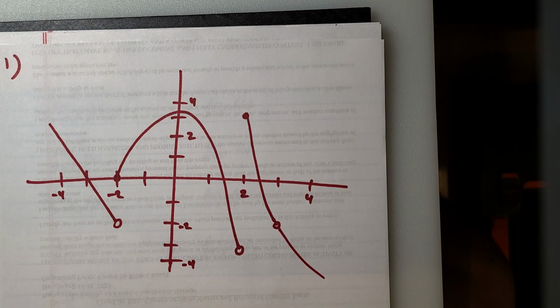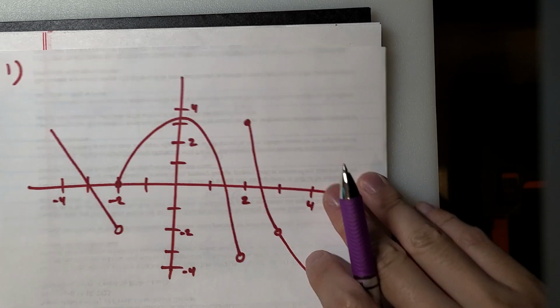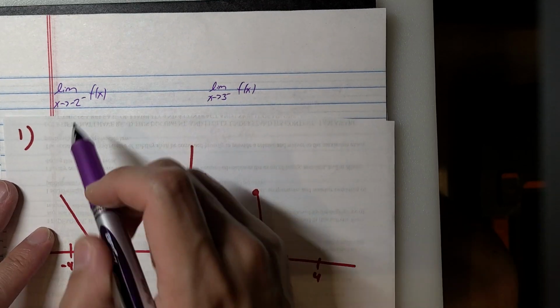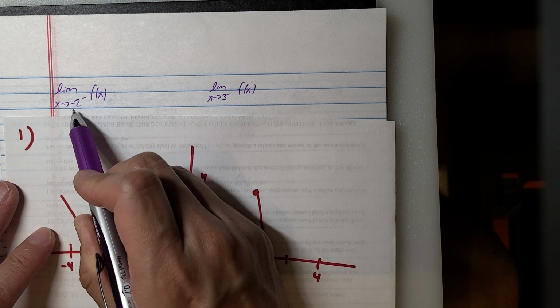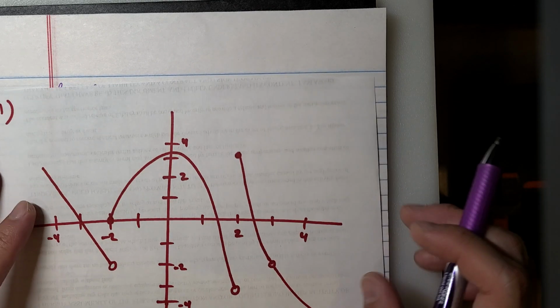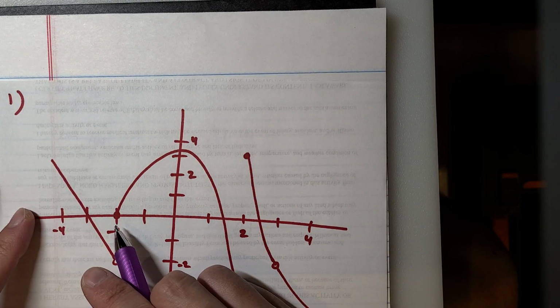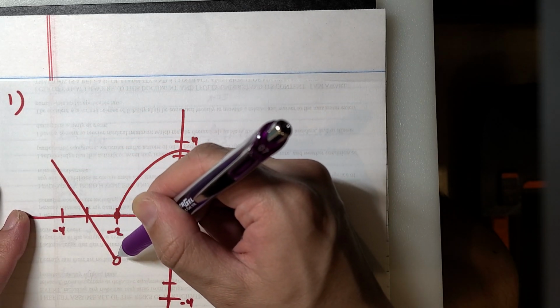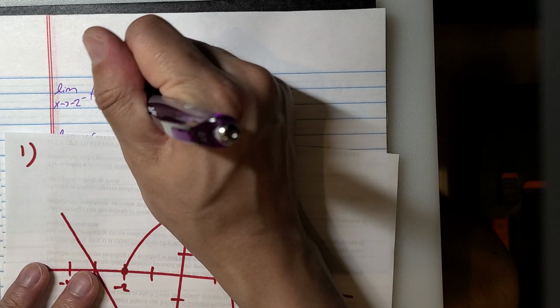We're given this graph of the function f, and we are asked to find all these limits on the second page here. Okay, so let's go one by one. Limit as x goes to minus 2 from the left. So here's x is minus 2. If we approach minus 2 from the left, that's this guy here. And we are approaching minus 2.